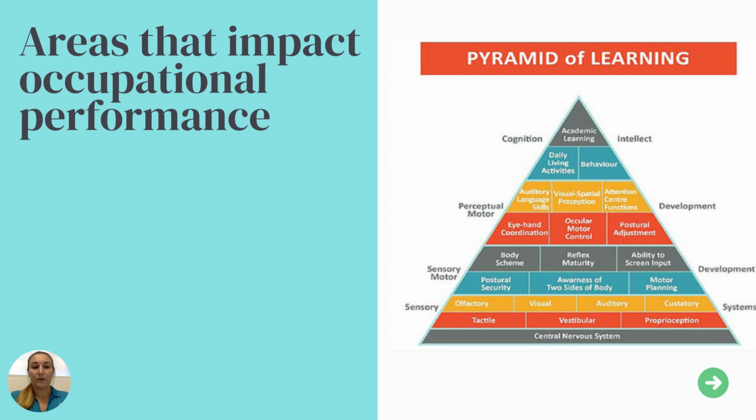So when we look at the areas that impact occupational performance, we look at the pyramid of learning, and in order to build towards academic learning, which is right at the top of the pyramid, other building blocks need to be developed and need to be consolidated. So we view the child's development from the nervous system, which is the base, up until academic learning. So sensory skills provide the foundation for all other skills.